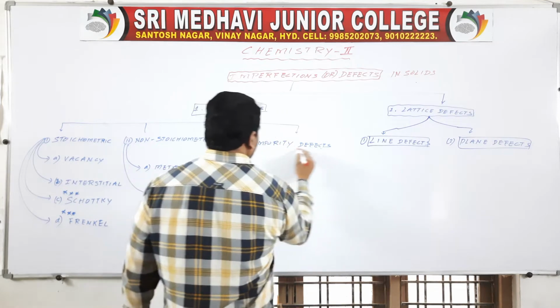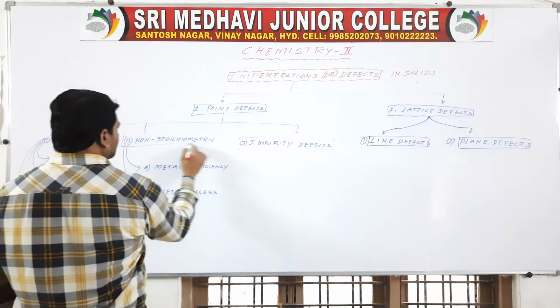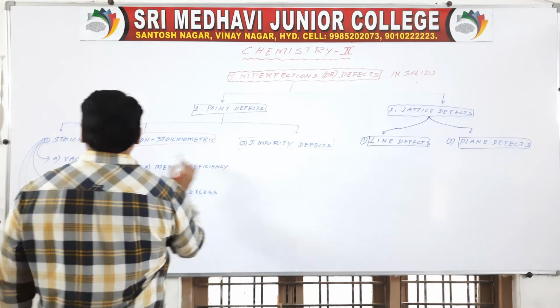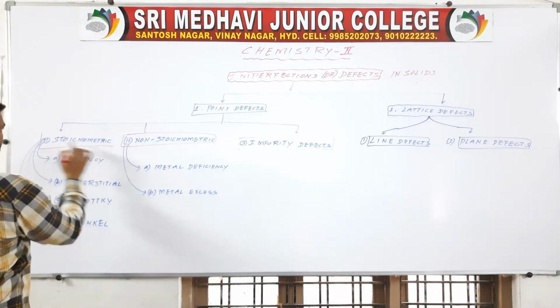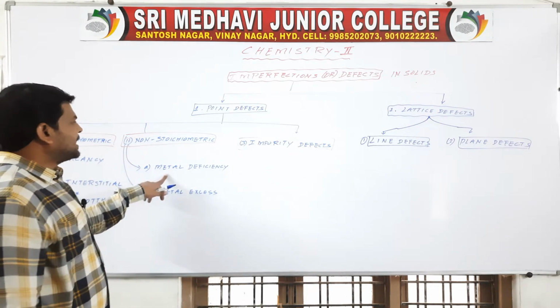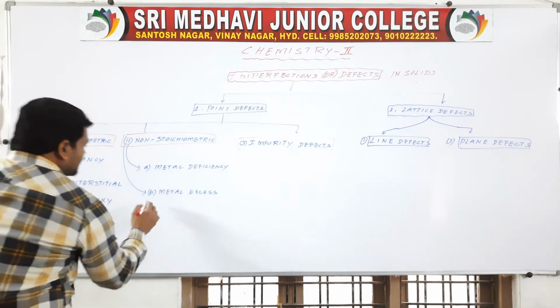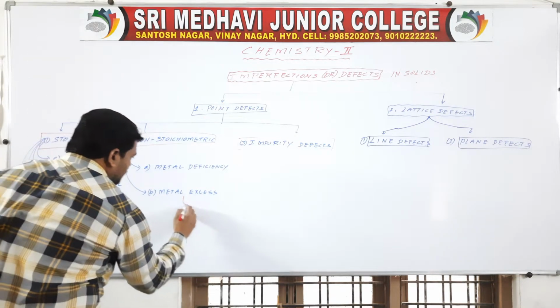And here is impurity defects, then stoichiometric defects, and non-stoichiometric defects. Metal excess defects are again divided into two types.